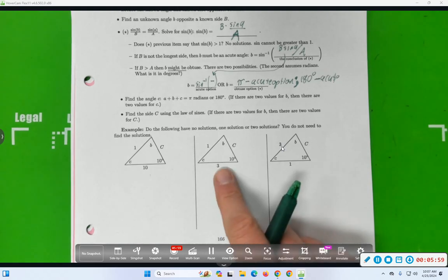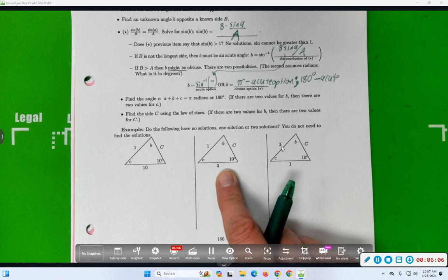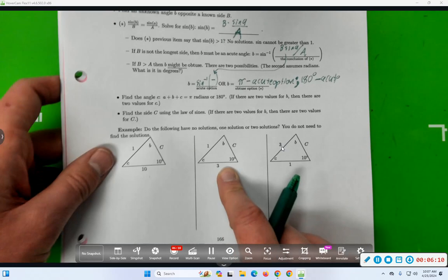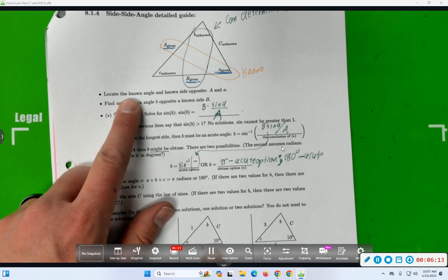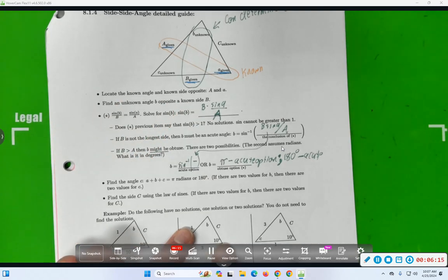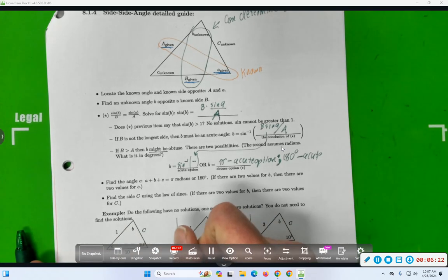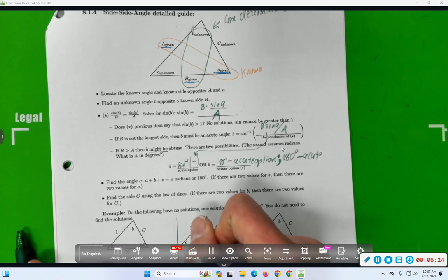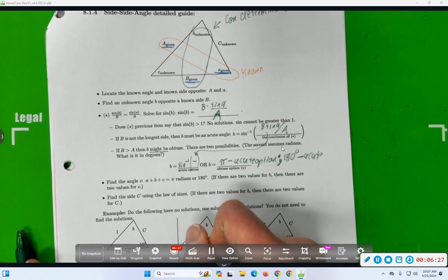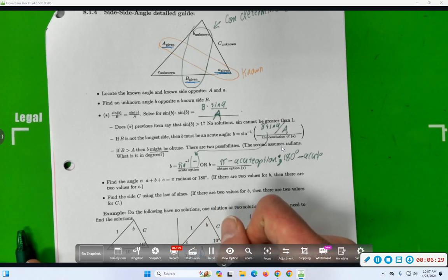So here's a triangle problem. Am I told one side length and one angle? Does this fit the setup at the top of the page? Nice. Then let's use that flowchart. Locate a known angle and known side opposite. Those two I know. I don't know b, but I do know the side length 3. So I can write down something using the law of sines. Sine of b over 3 is equal to the sine of 10 degrees over 1.